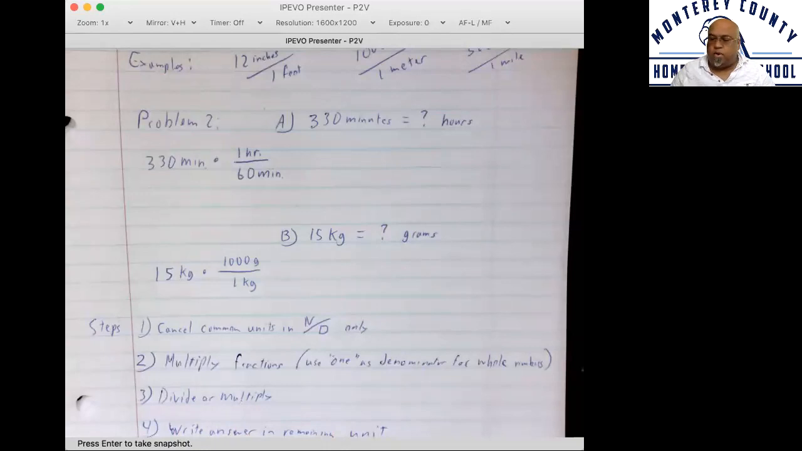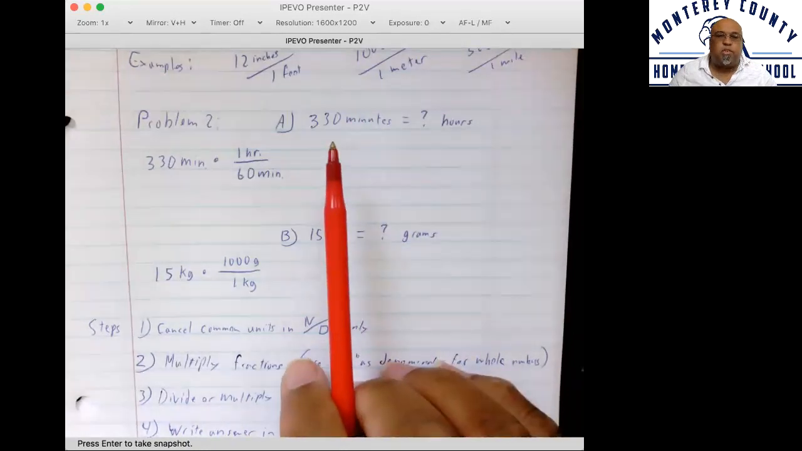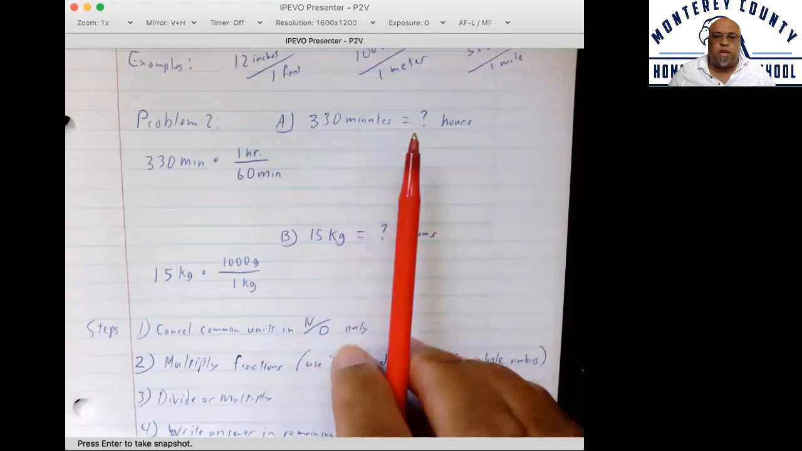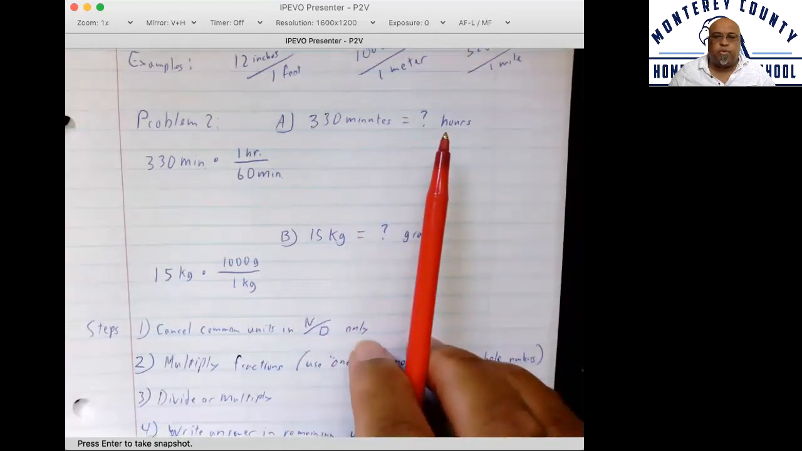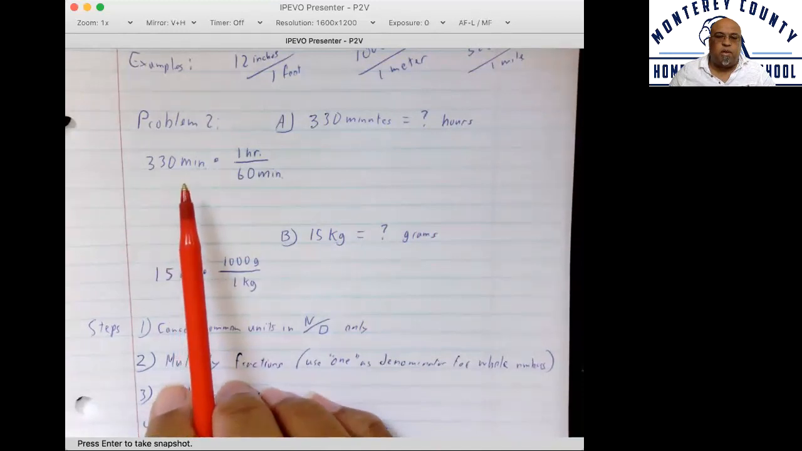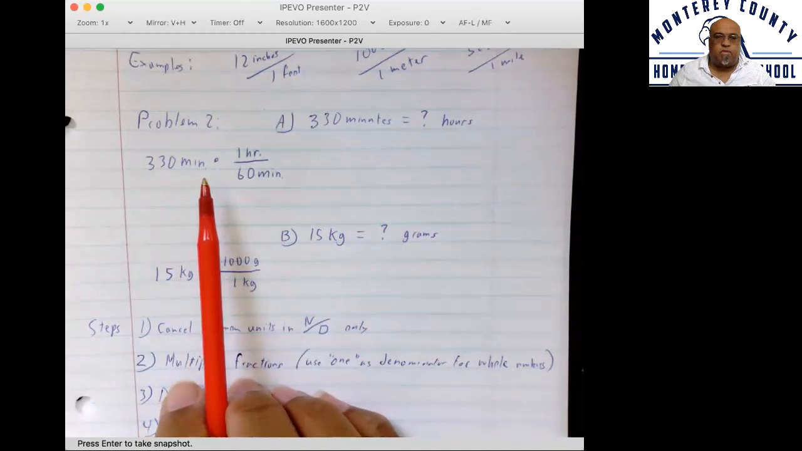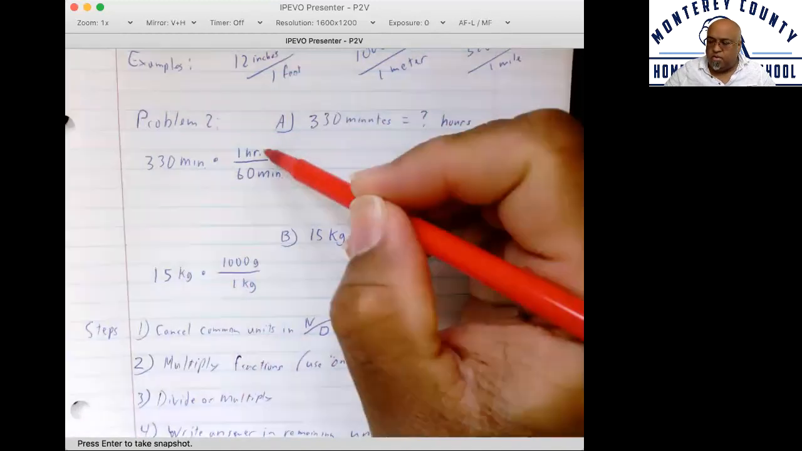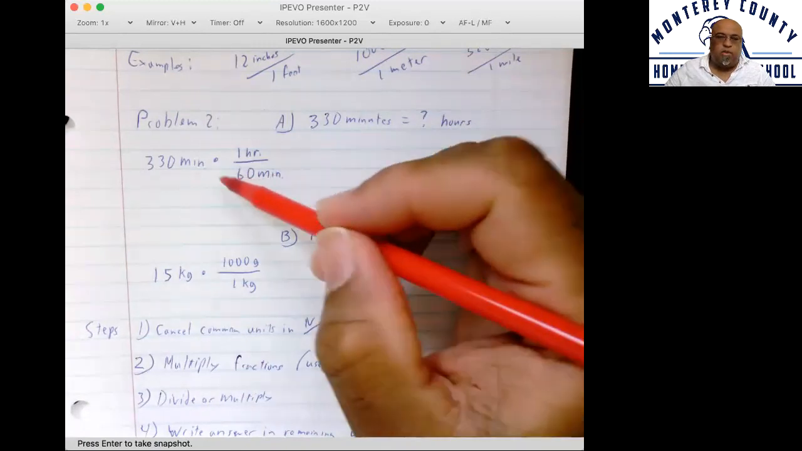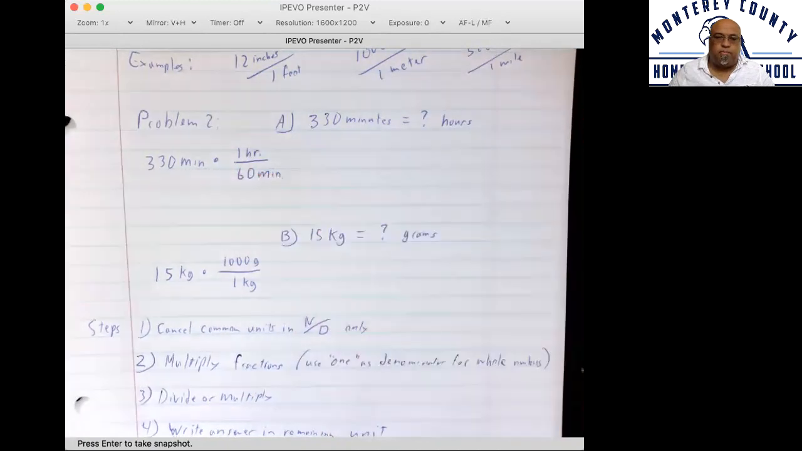So here's problem 2 on page 131 if you want to look at it in the book. But it's split into two parts, part A and part B. Here's part A. The question is 330 minutes is equal to how many hours? So first, you want to set this up as a math problem. To set it up, you take the whole number 330 minutes times the conversion factor, which is 1 hour for every 60 minutes. Okay, so it's a whole number here times a fraction.